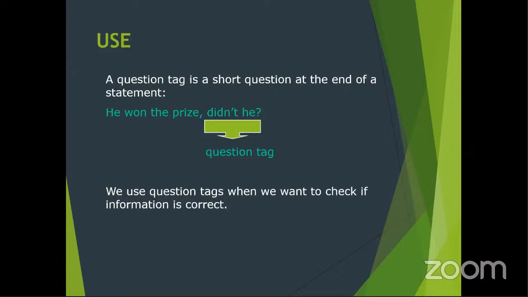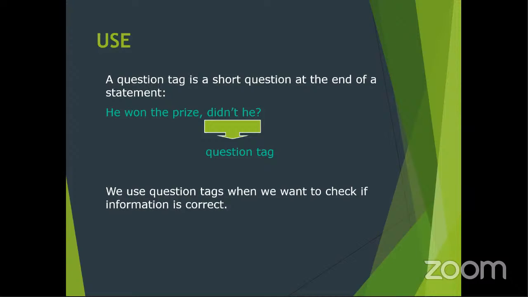Won is a verb, won is past. So in the past simple, we have the auxiliary verb did for positive or didn't for negative. Now look at the example. He won the prize. Didn't he? Él ganó un premio, ¿verdad? He won the prize. Didn't he?